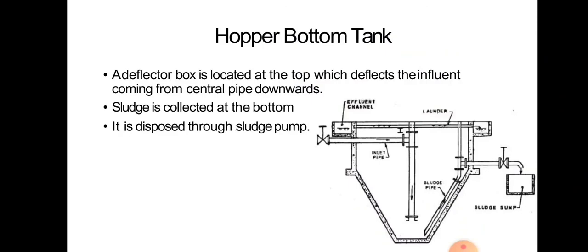Now here I told you, in the case of a circular tank, usually we have a hopper bottom. Once you cut the upper part of a cone, the remaining portion we call a hopper, and this shaped tank we call a hopper bottom tank. So this is a typical hopper bottom tank, and in this case the flow of water in the tank will be in a vertical manner. And here the sludge will be collected at the bottom of the hopper, and that will again be disposed or removed by using some pumping method.